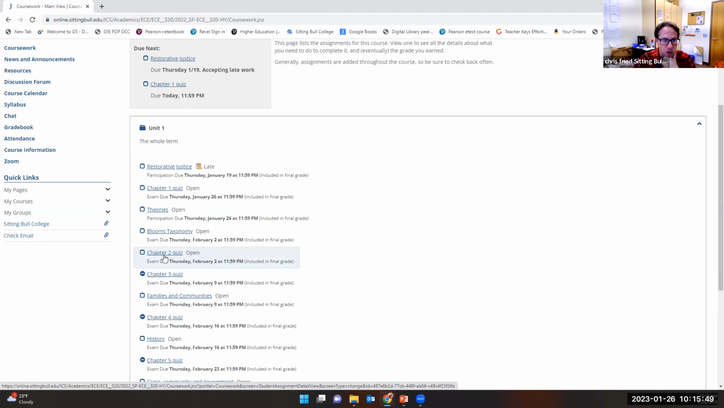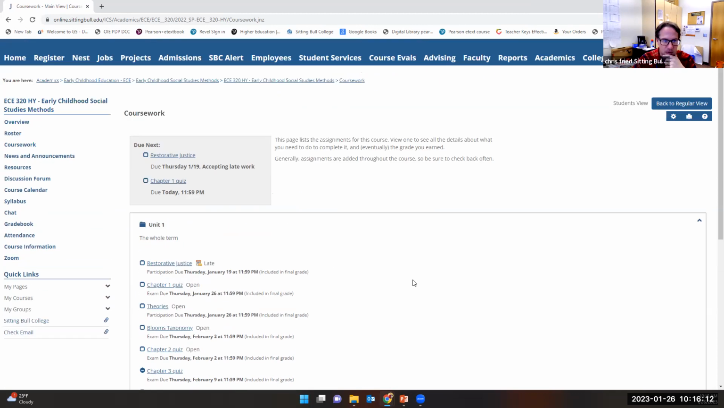Then you're going to have the Chapter 2 quiz that is due next Thursday. And also this Bloom's taxonomy assignment is going to be due next Thursday. I'll talk about that after I'm done talking about the chapter, because they are definitely linked together. We'll talk about Bloom's taxonomy so that you understand it a little bit more, and then talk about the assignment. Hopefully that makes a little bit more sense for you.